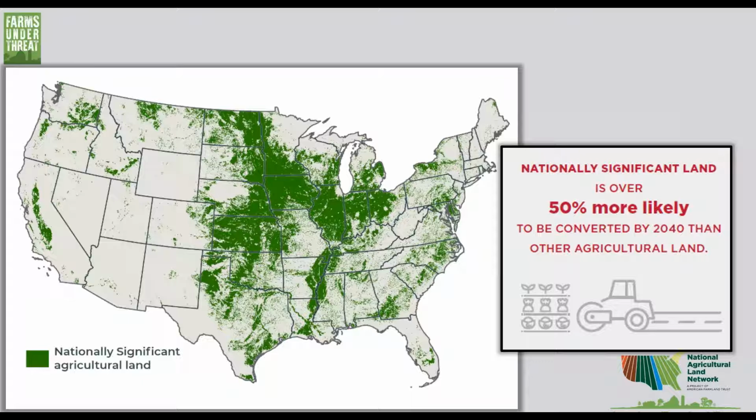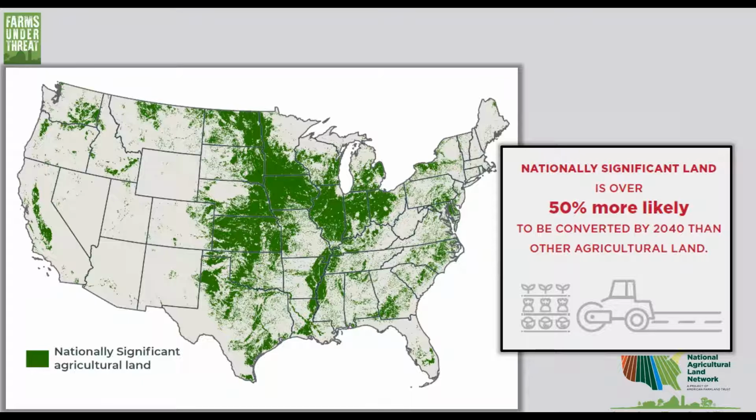Our modeling shows that nearly half of the projected conversion from 2016 to 2040 will occur on this kind of land, even though it represents only 38% of the country's ag land base. The more nationally significant land converted, the more reliant we become on marginal land for food production. To put this potential loss of 9 million acres of nationally significant land in perspective, the total acreage of land in the U.S. devoted to all fruit and nut and vegetable production is just 10.4 million acres.